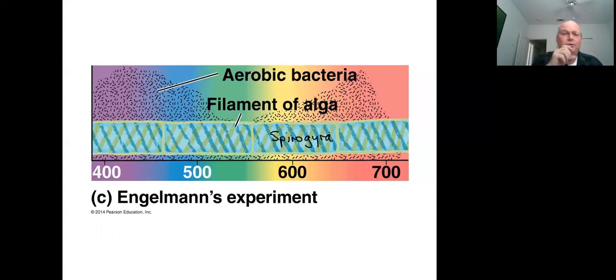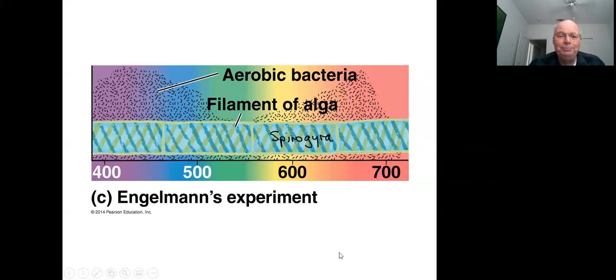So I'm not entirely sure whether it was actually Spirogyra that was used, because I can't find a copy of Engelmann's paper on the internet so that I can read it. But every diagram that I've ever seen shows Spirogyra as the algae, so I'm assuming that it was Spirogyra. And it forms a filament.